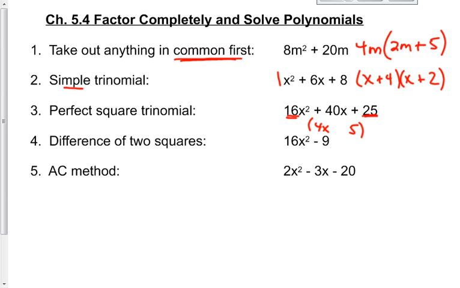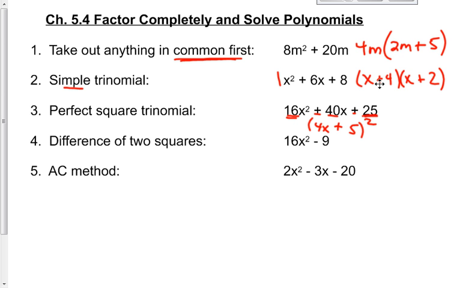And then here's the trick part. If 4 times 5 doubled gives you what you have in the middle, then you know that it will work. 4 times 5 is 20. 20 doubled is 40. Yes, it works. So my quantity is 4x, and since these are all plus, plus, I have a plus in the middle. This factors into (4x + 5) quantity squared.